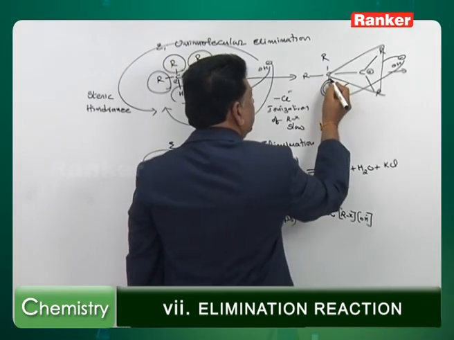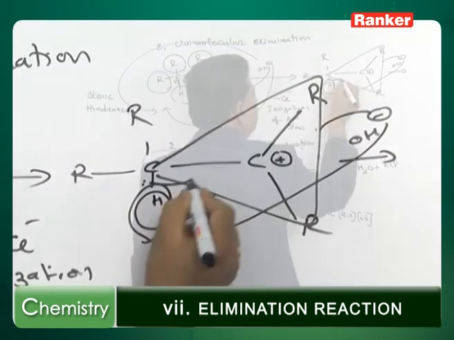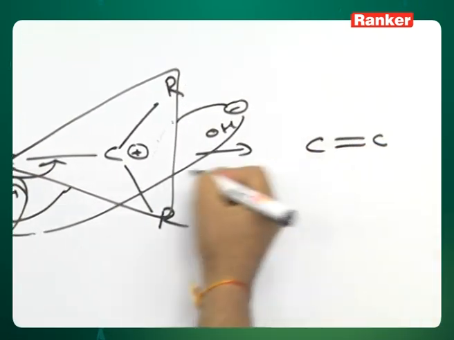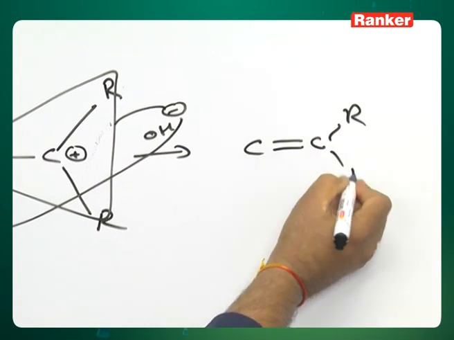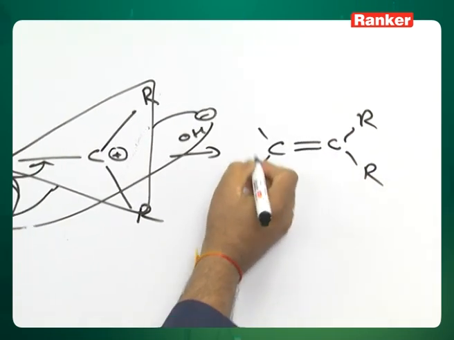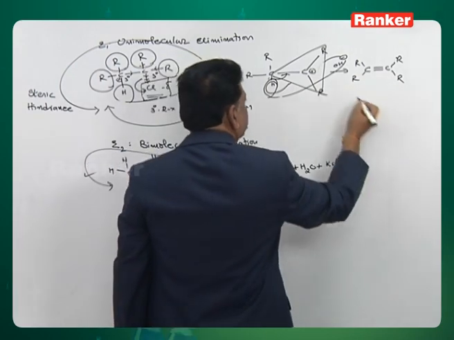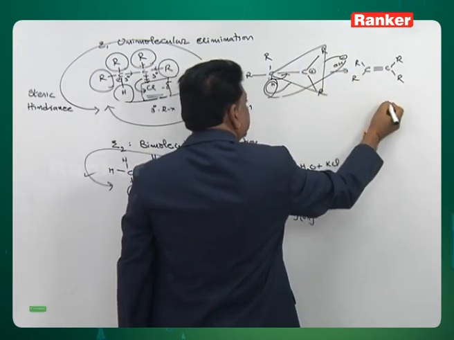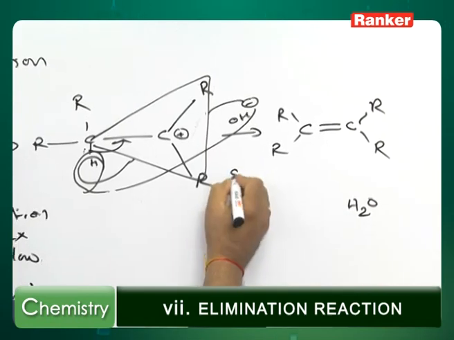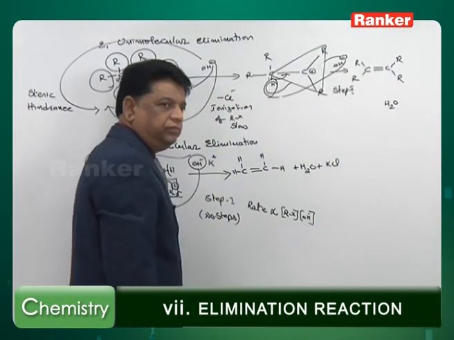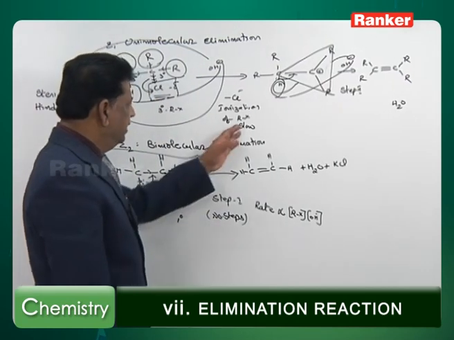So when H plus is lost, the 2 electrons will be given and then a double bond is formed. So this side 2 alkyl groups, that side 2 alkyl groups, and an alkene is formed, and the H plus and the OH form water. So the OH minus takes that H, so H2O is formed. This is step 2. In step 2, the reaction is fast when compared with this one.